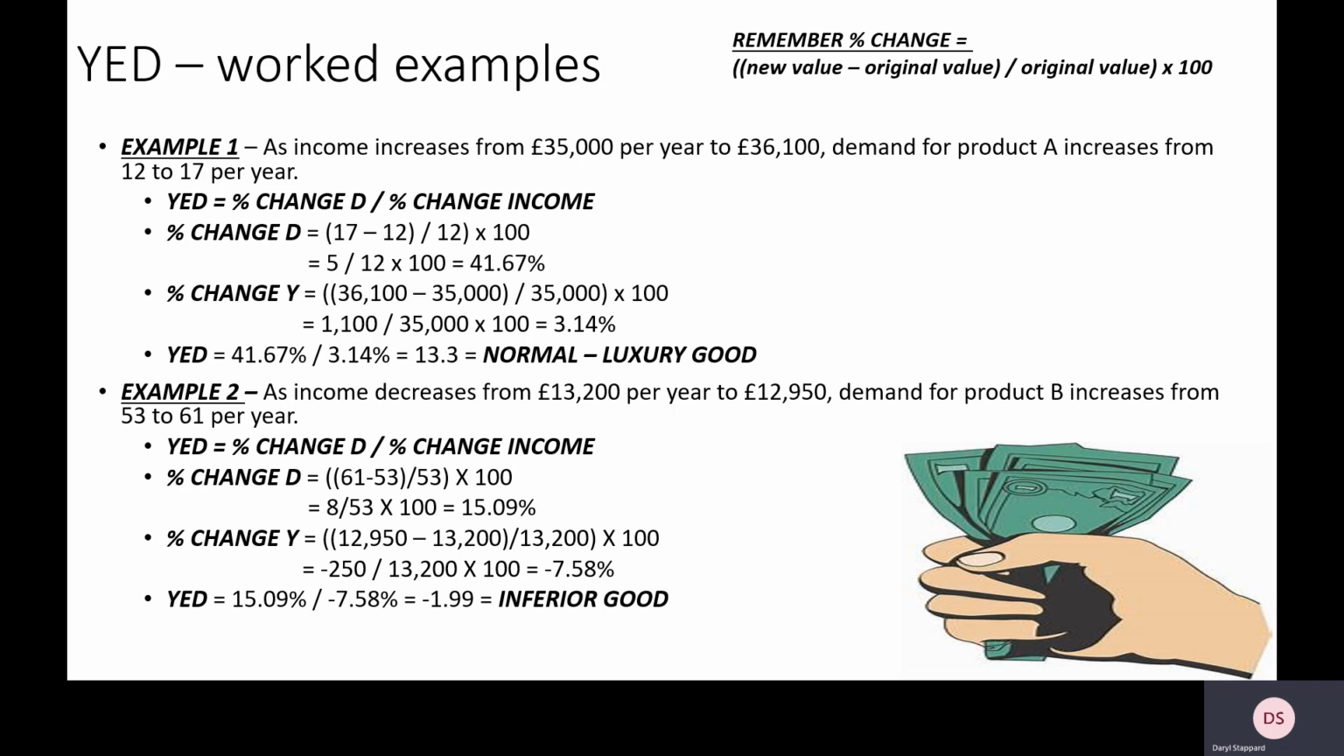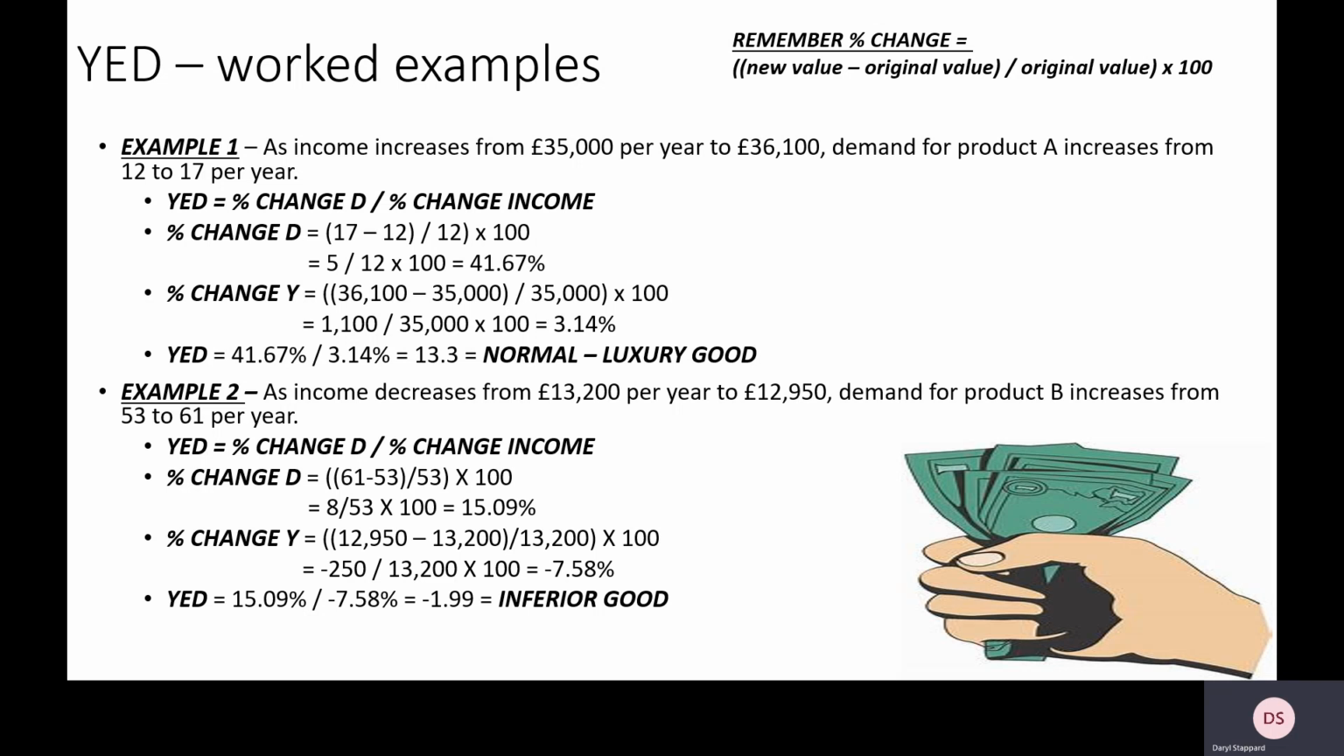So look what I've done then. To work out the percentage change in demand, I've taken 12 away from 17, which is 5. That's the change. Divided by the original, which was 12, multiplied by 100 to get a 41.67% increase in demand. And that has happened because of income increasing from 35 grand to £36,100 per year. If I put them numbers into the percentage change formula, I get a growth in income of 3.14%.